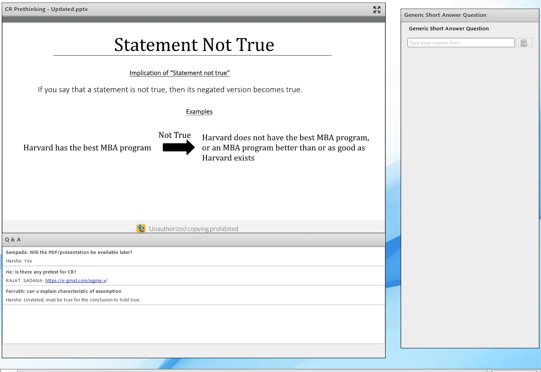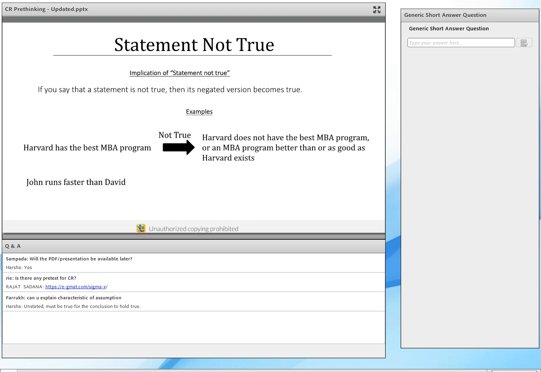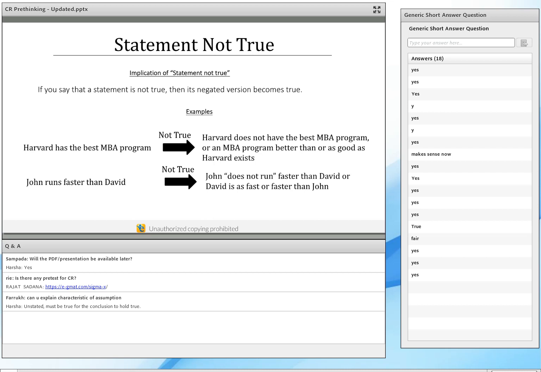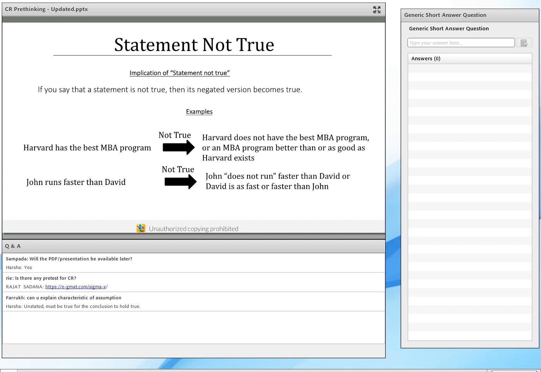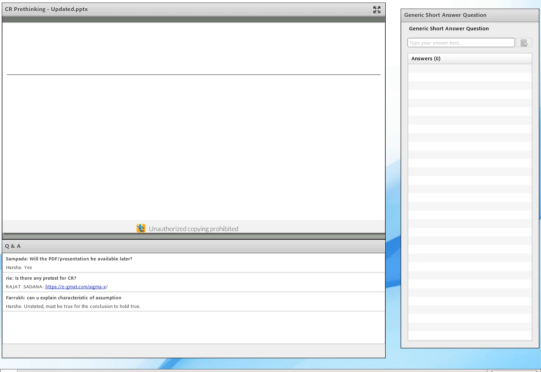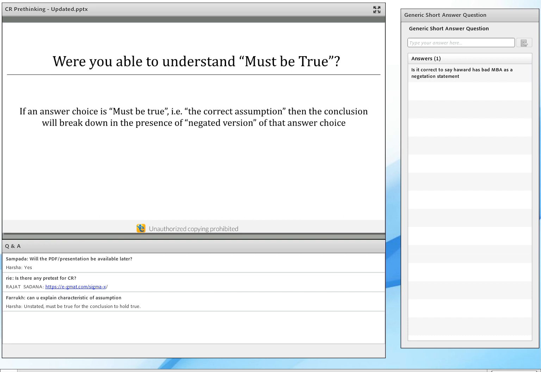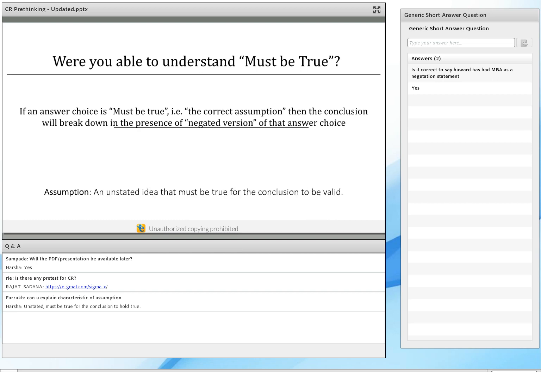Similarly, when you say John runs faster than David, and you say it's not true, by definition, what you're also saying is that David is as fast as John, or David is faster than John. In every context, that makes sense. So this is a very simple fact, but a really essential fact with regards to critical reasoning as well as reading comprehension. If an answer choice is must be true, which means it's the correct assumption, then the conclusion will break down in the presence of a negated version of that answer choice. Why? Because by definition, an assumption is an unstated idea that must be true for the conclusion to be valid.